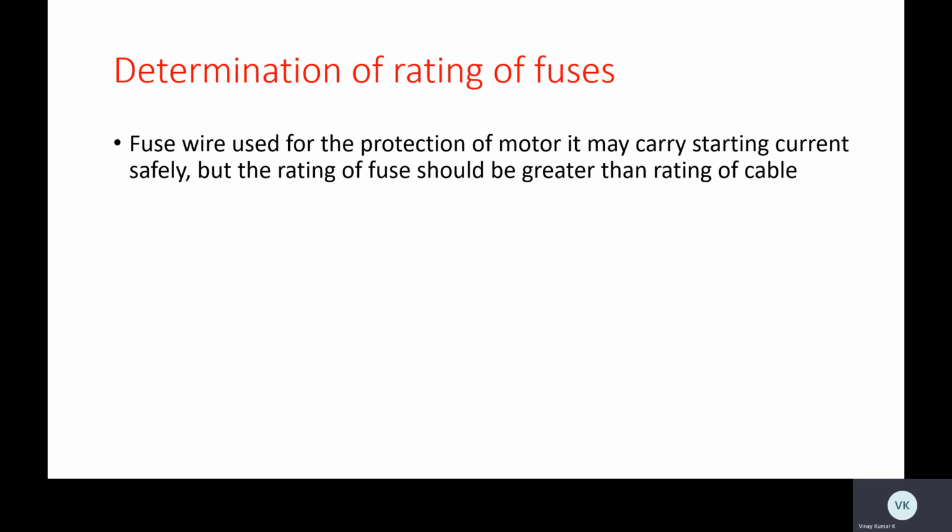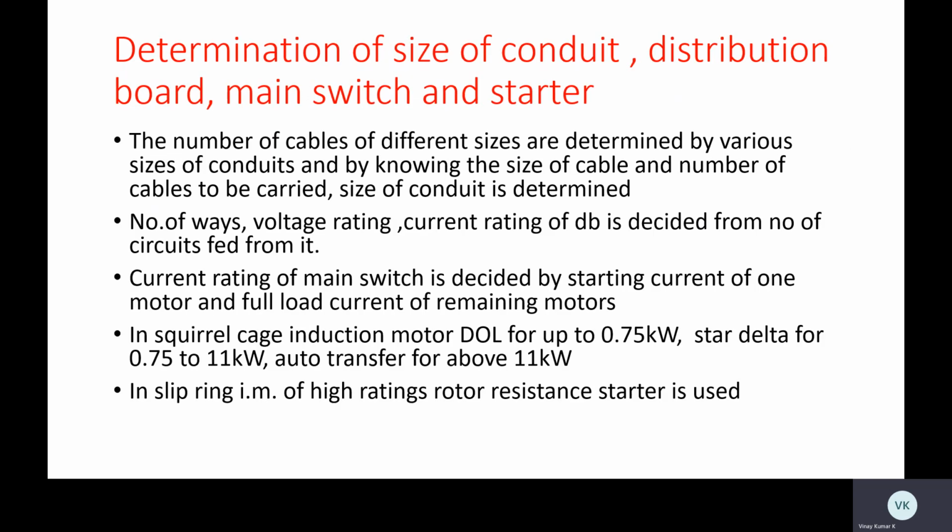Then determination of the rating of the fuses. So this is also based upon the current rating. Always remember, fuse wires always need to be considered based upon the rating of the current of the wire, rating of the motors. Fuse wire is used as protection for the motor and it may carry the starting current safely. But the rating of the fuse should be greater than the rating of the cable. Always we have to consider the rating of the fuses based upon the rating of the cables, that is more than the rating of the cables.